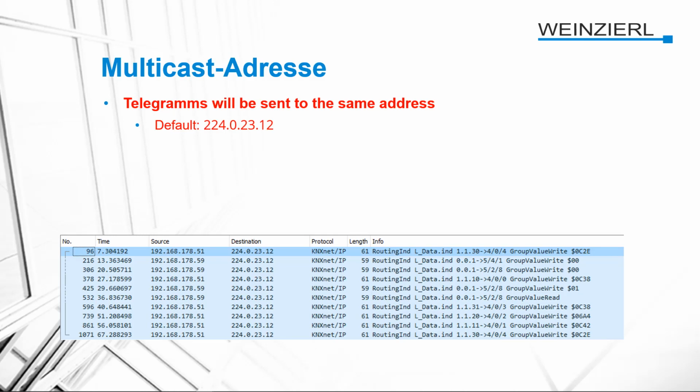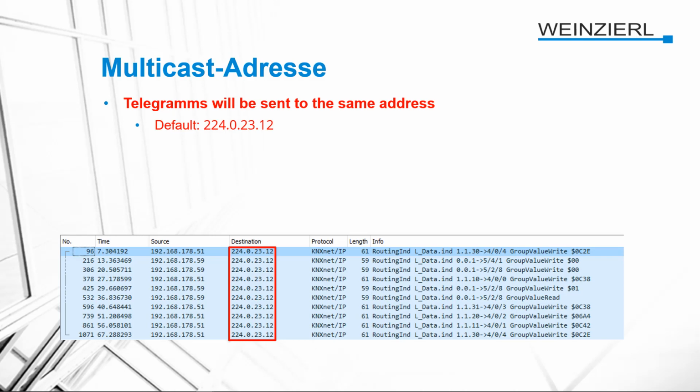In this Wireshark example, you can see that two devices are communicating with each other via KNX IP. First of all, we have the device with the IP address 0.51 at the end, and the second device has the IP address 0.59 at the end. But you can also see that the destination address of a telegram isn't the address of the other device, but instead it is our multicast address. So the telegrams are sent to every KNX IP device on the network via this multicast address.